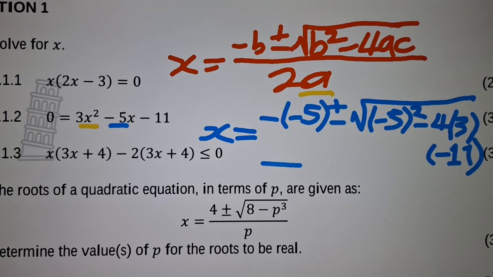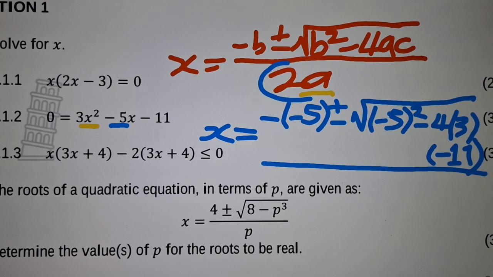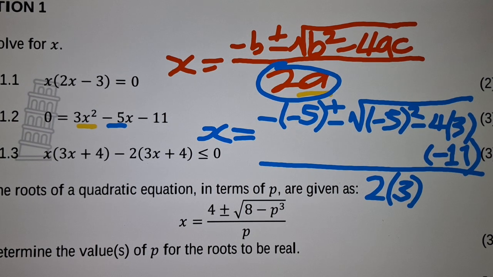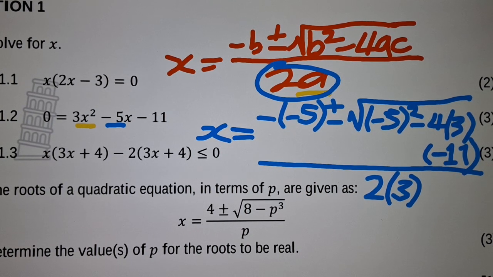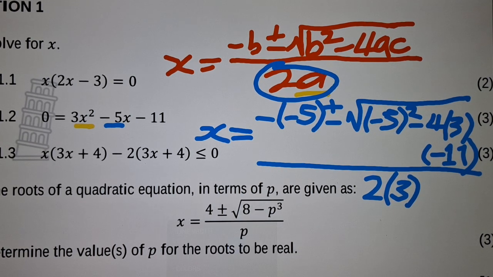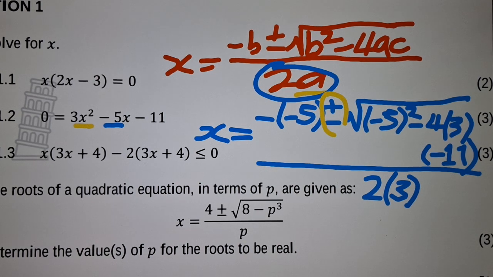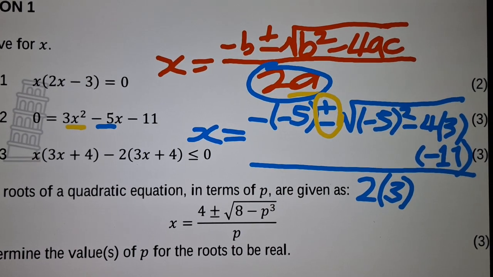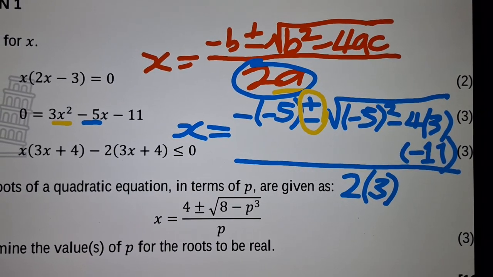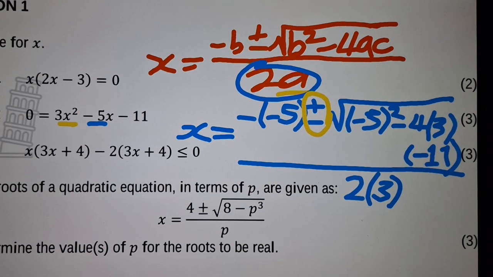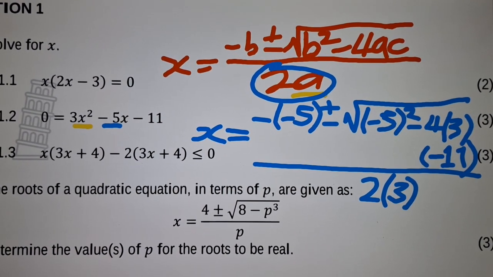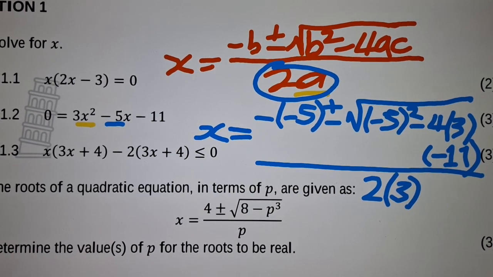Then over, we put it over what? Over 2a. So for a, we're going to substitute the 3, so it's going to be 2 multiplied by 3 there. Then from here, you're going to have two answers. The reason why we have two answers is because of the plus or minus. If it's plus, the first answer will be with the positive sign, then the second answer will be with the negative sign. So you put it on the calculator the way it is. Okay, let me put it on my calculator and let's see the answer that we're going to get.